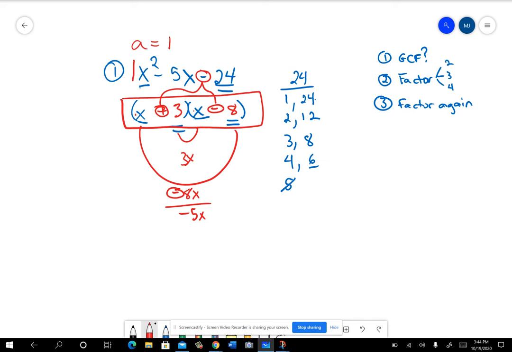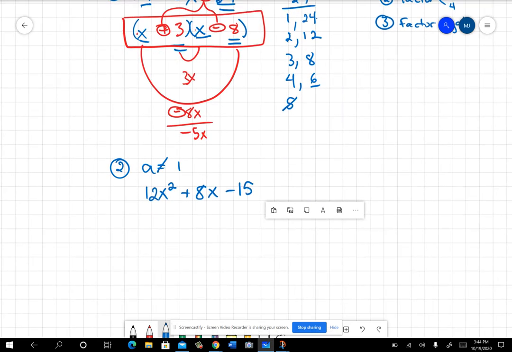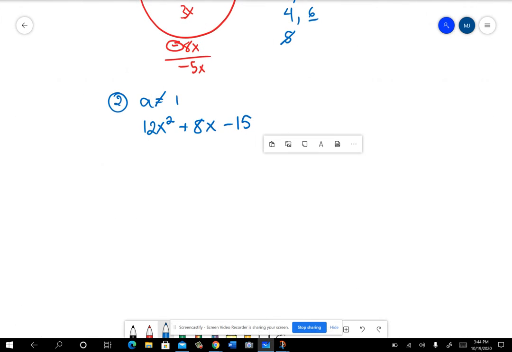Okay? All right, let me try another one, but this time let's make the a value not equal to 1. So something other than 1. That makes it a little bit harder. So for this one, I want to do 12x squared plus 8x minus 15. This one's a lot harder than most that we do, but I just wanted to be fair and not just do easy problems during our examples.